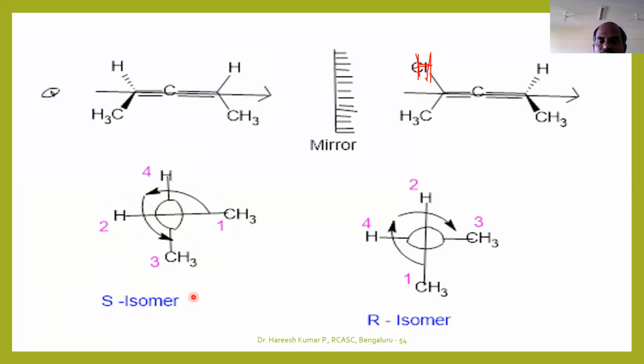Similarly, you can also find out the R and S configuration of this allene. How can you find out? So you know that this chiral axis is moving from this carbon atom to this carbon atom.